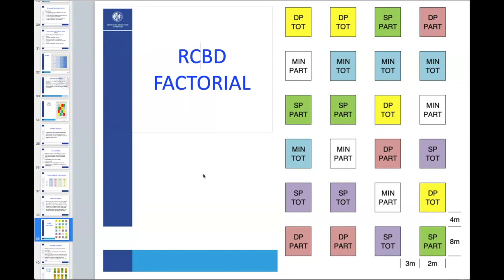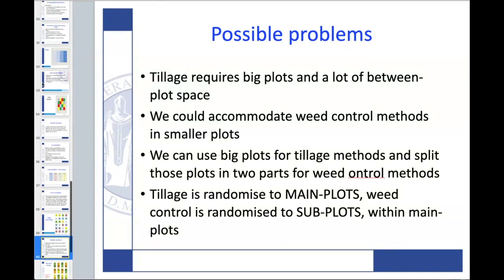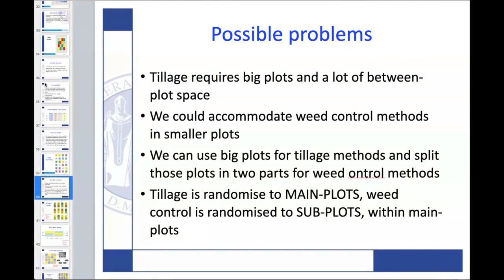So there are some other ways we could plan such an experiment. I'm going to read this slide here. Tillage requires big plots and a lot of space between plots. So what we could do is to think about, we could make bigger plots for tillage and then split each plot into parts and randomize with control methods to these smaller parts.